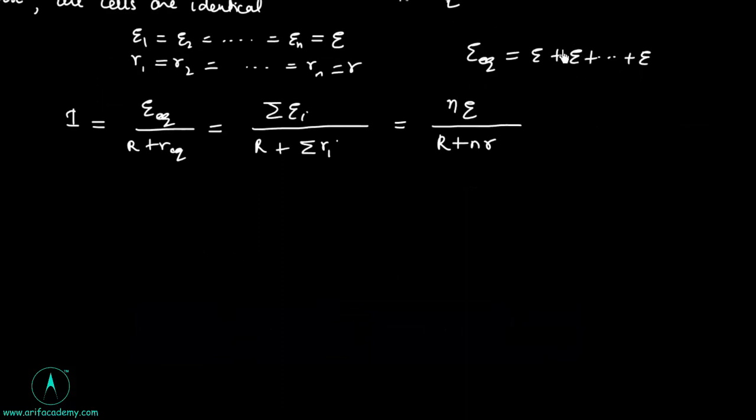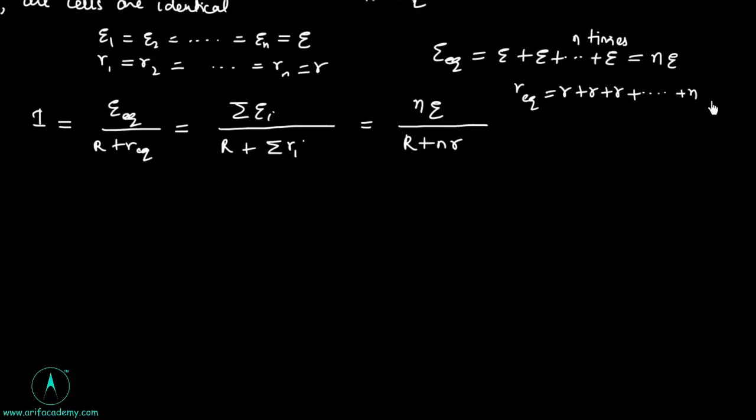because we have E equivalent equal to E plus E, N times, because we have N cells and all identical, so this equals Ne, while R equivalent equals R plus R, and this also N times, so that's equal to Nr. So we have that much current in the circuit.